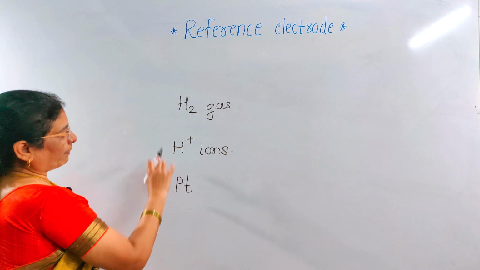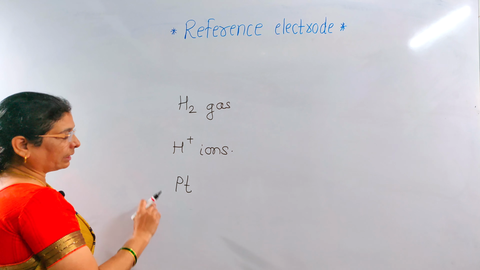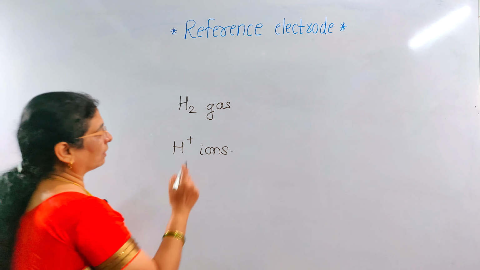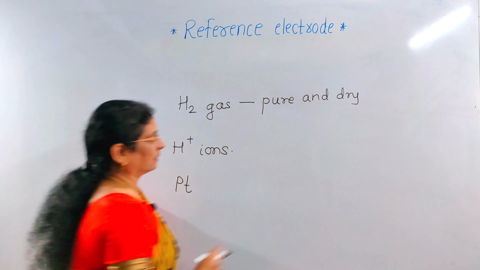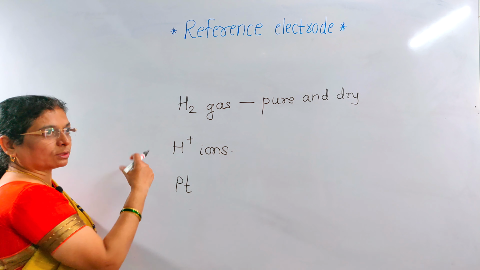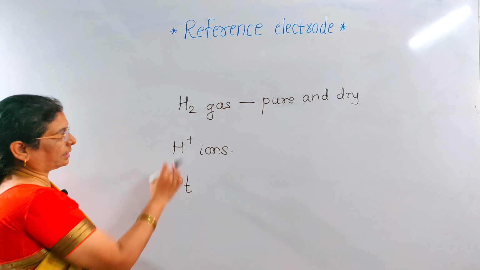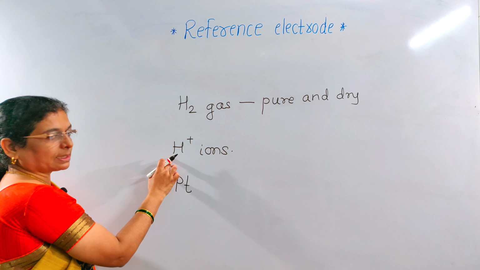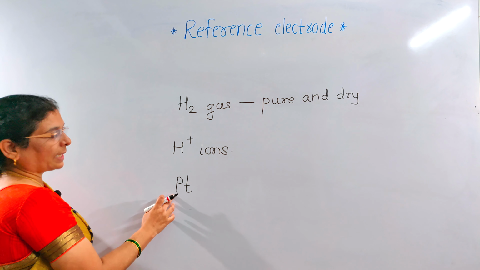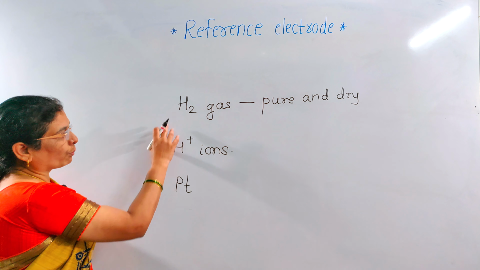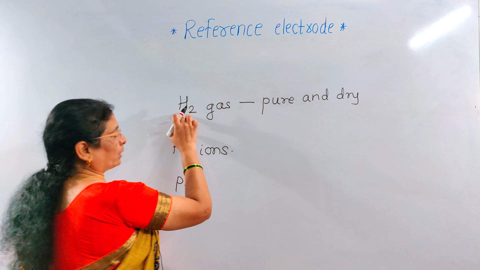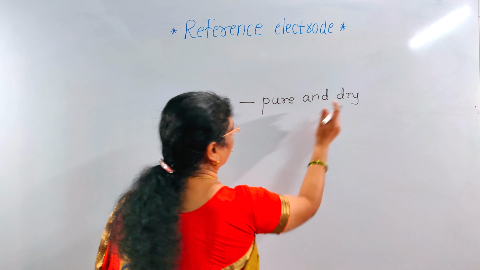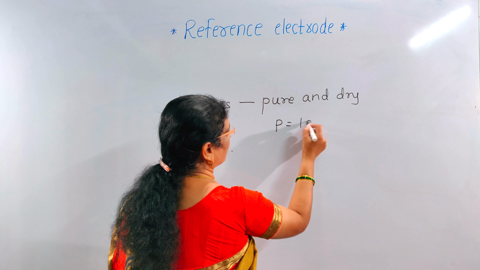Now if we have to make this hydrogen gas electrode standard, then we have to follow these conditions. The hydrogen gas we are using must be pure and dry. You can prepare the hydrogen gas electrode by following the condition that hydrogen gas must be in direct contact with H plus ions. Hydrogen gas is adsorbed on the platinum metal. But to make this electrode a standard electrode, we have to follow these conditions. The hydrogen gas must be pure and dry, and the pressure of this gas must be 1 atmosphere.